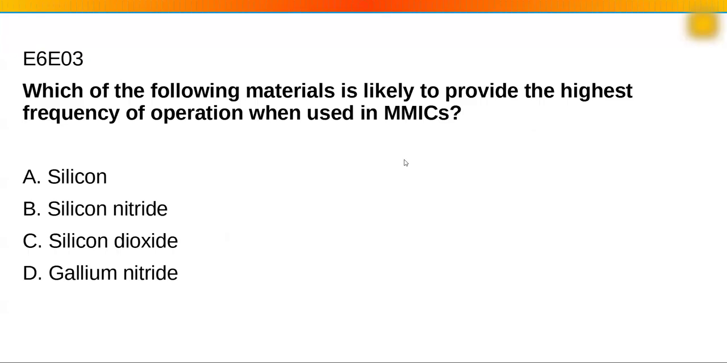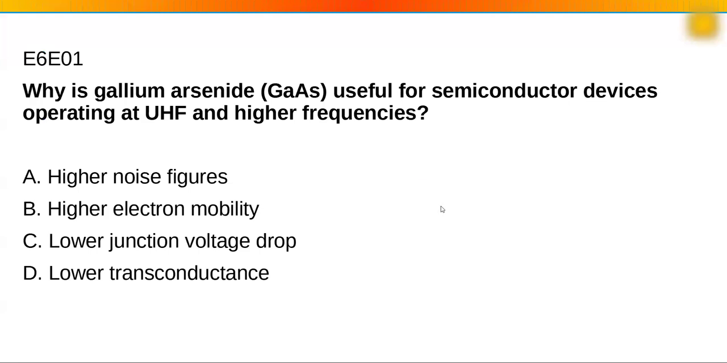Has to be. Which of the following materials is likely to provide the highest frequency of operation when used in MMICs? D. All right, one of the galliums, and they only gave you one choice. Why is gallium arsenide useful for semiconductor devices operating at UHF and higher? B.